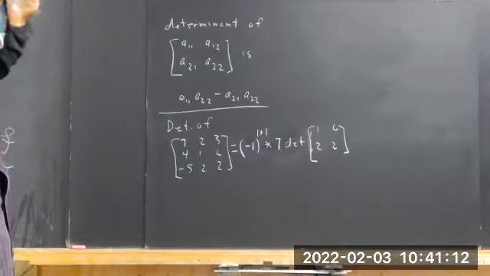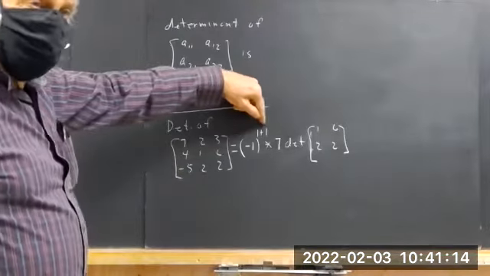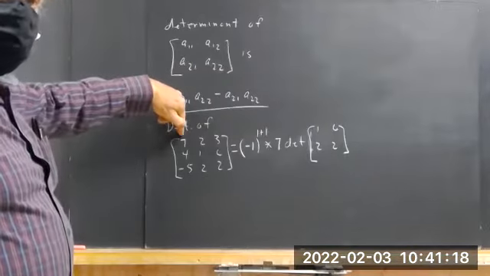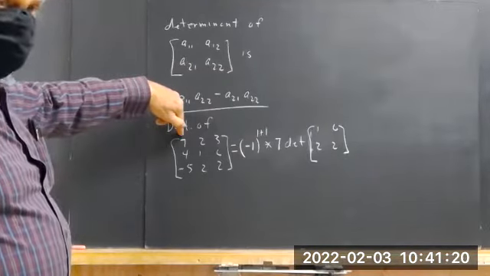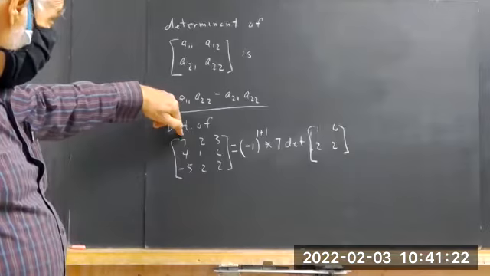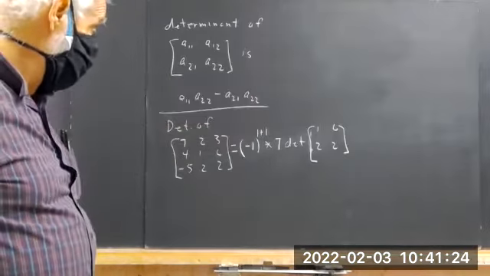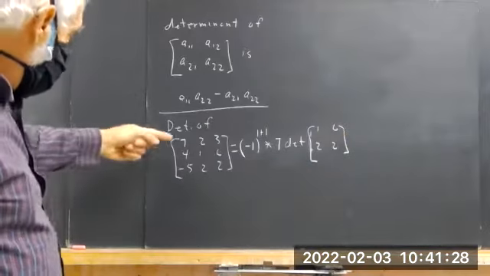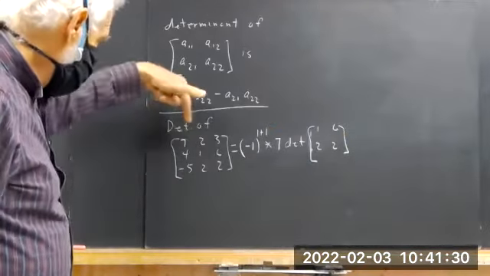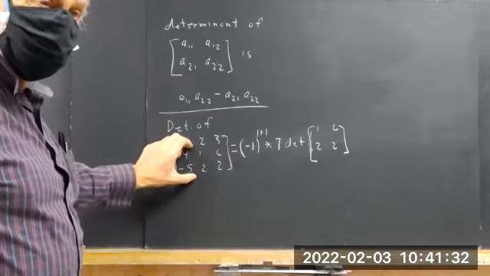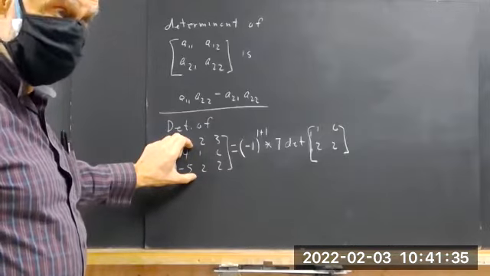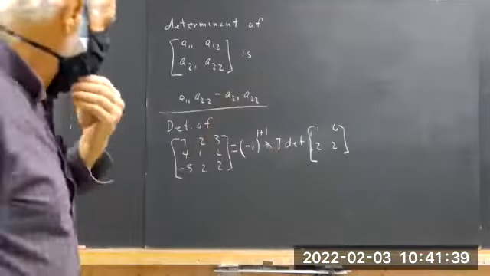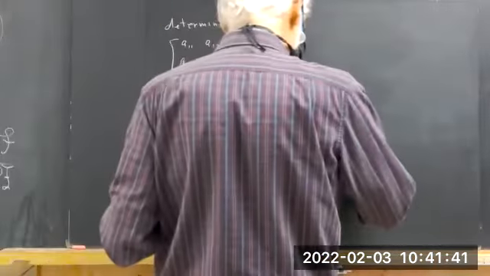Okay. Now, why a 1 plus 1 up here? Because 7 is in the first row and first column. So that's a 1 plus 1. Why the determinant of this matrix? Because if I throw out the row of the 7 and the column of the 7, that's what I've got left. Okay. So it's a very simple process. It will become clear when I do the next term.